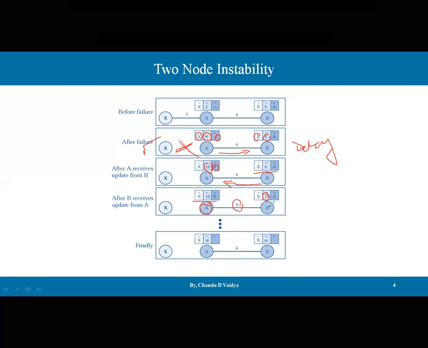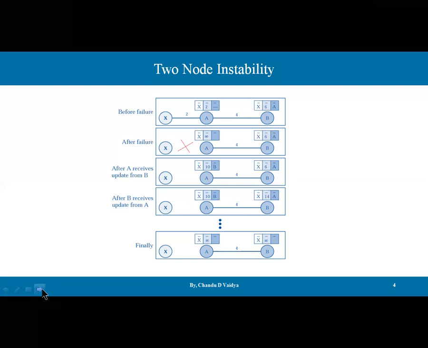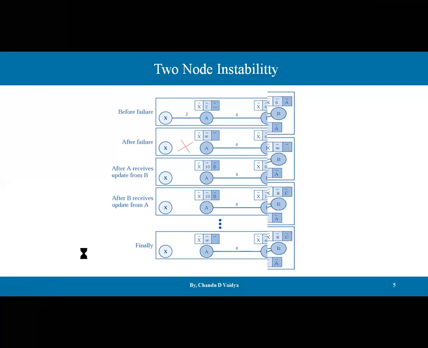And this is the two node instability, where this is going to keep happening up to infinity, and they never get the solution, and finally every table has infinity, and they never get the path to reach that particular destination, which they initially wanted. Okay, so this is the two node instability problem, or we can say the count to infinity problem.